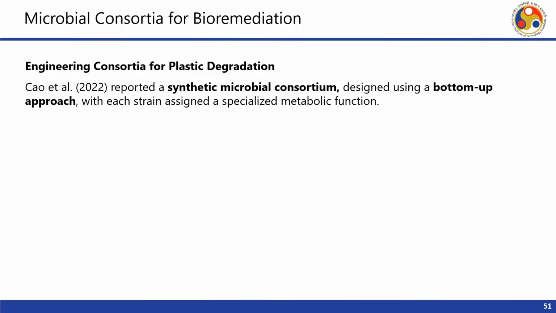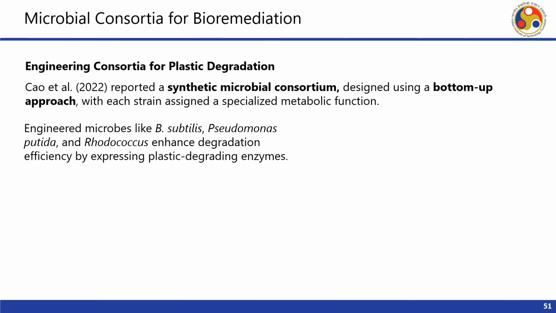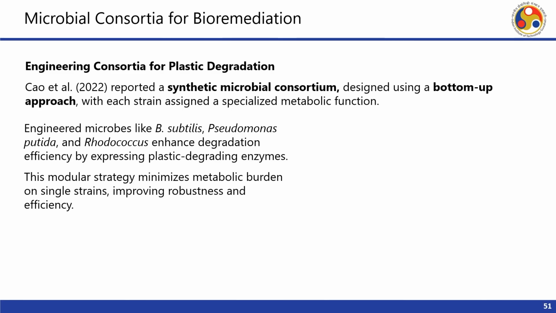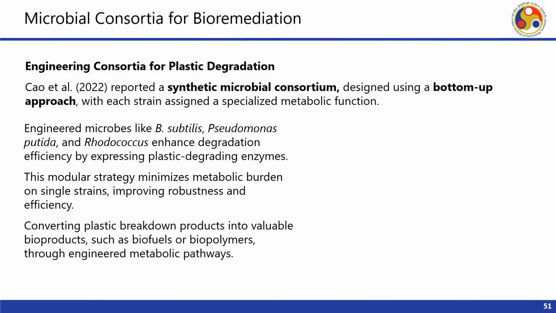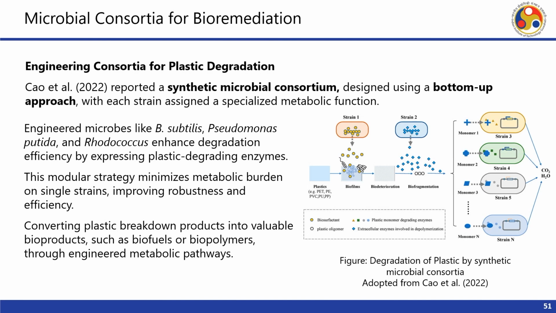Cao et al. reported a synthetic microbial consortium designed using a bottom-up approach, with each strain assigned a specialized metabolic function. Engineered microbes like B. subtilis, Pseudomonas putida and Rhodococcus enhance degradation efficiency by expressing plastic degrading enzymes. This modular strategy minimizes metabolic burden on single strains, improving robustness and efficiency. Converting plastic breakdown products into valuable bioproducts such as biofuels or biopolymers through engineered metabolic pathways is now the recent trend in research. So, you have these plastics which may be PET, polyethylene, PVC, PU, PP.